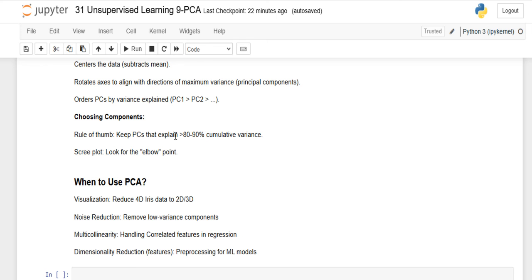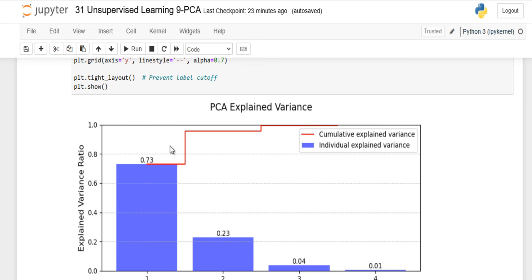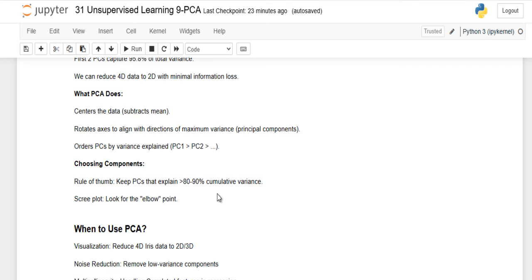There are always very few PCs, depending on how big your data set is, or the number of variables you have in your data. We also have the scree plot, so we look for the elbow point. Like the one we saw here now, you can use the elbow. So it's the elbow at PC2. That is the elbow we can choose.